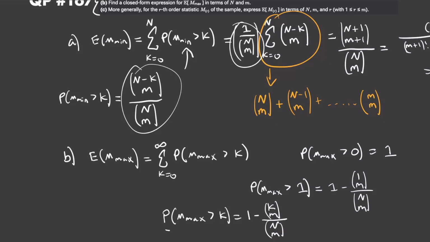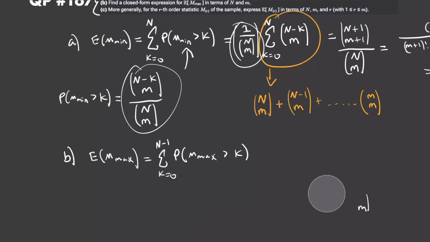And then again, this pattern is going to be true up to when k equals n minus 1, because if k was equal to n, the probability that the maximum is greater than n would be 0, right? And any term greater than n as well. So the last non-zero term that we will need here is going to be n minus 1. So again, let me plug in this formula that we found into our equation up here.